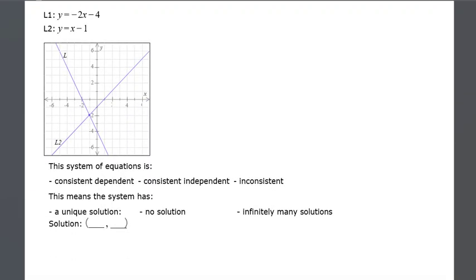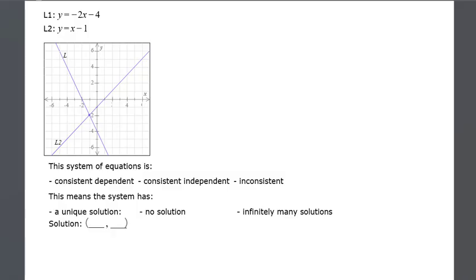So here they're giving us two equations. The first equation is y equals negative 2x minus 4. The second equation is y equals x minus 1, and they've graphed both of these on the same coordinate plane. So we're looking for what point or points they have in common.